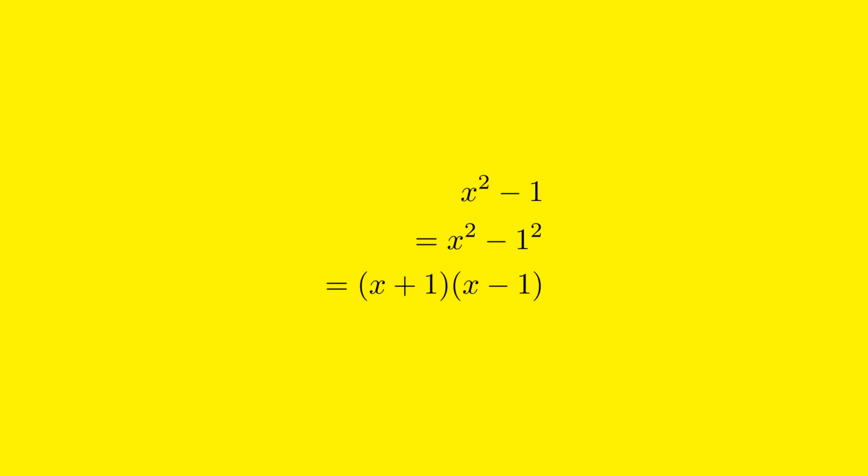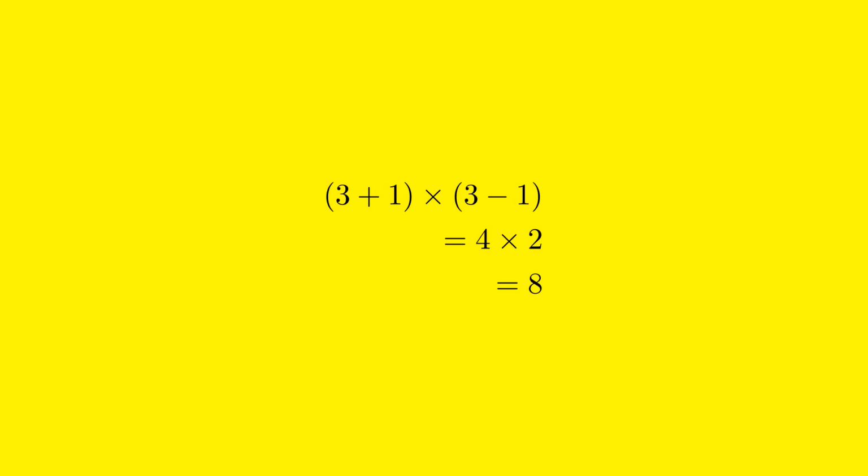To solve the expression x squared minus 1, first recognize that it represents a difference of squares. The formula for the difference of squares states that a squared minus b squared equals a plus b times a minus b. Here, we can see x squared minus 1 as x squared minus 1 squared. By applying the difference of squares formula, we decompose x squared minus 1 into x plus 1 times x minus 1. This is step 1.